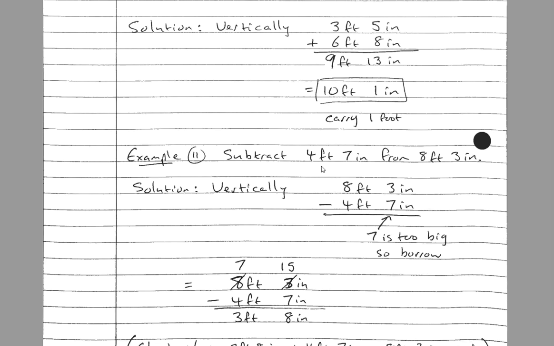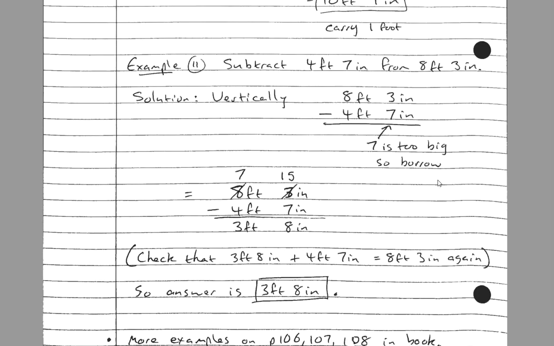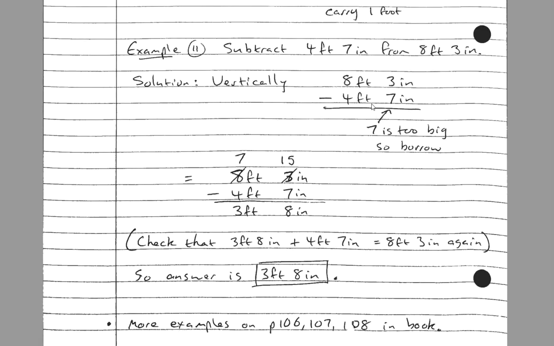Let's do a subtraction. Subtract 4 feet 7 inches from 8 feet 3 inches. So vertically, it's like this. We're subtracting this, so this goes on the bottom. 7 from 3 doesn't work. So borrow 1 foot. I'm going to borrow 1 foot here, make it 7 feet. And what does 1 foot turn into? 12 inches. So 12 plus 3 is 15. We're just rewriting the top line. So 8 feet 3 inches turns into 7 feet 15 inches.